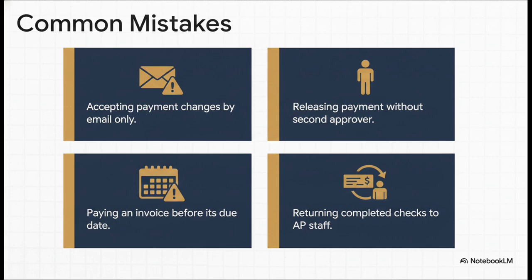Second, releasing a payment without a second approver. Remember, no exceptions to the matrix. Third, paying an invoice before its due date. If you pay early, the company loses the use of that cash before it actually needs to. Always pay exactly on the contractual due date. And fourth, returning completed checks back to the AP staff who prepared them. That's a huge segregation of duties violation. Completed checks have to go straight to mailing.